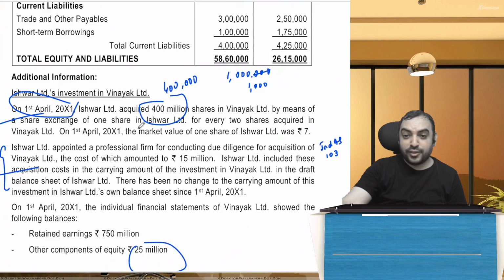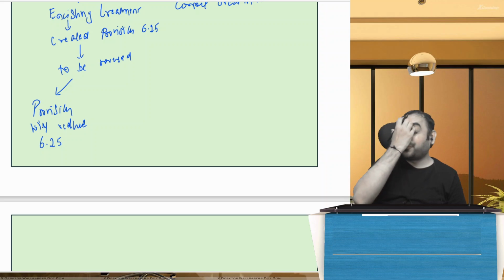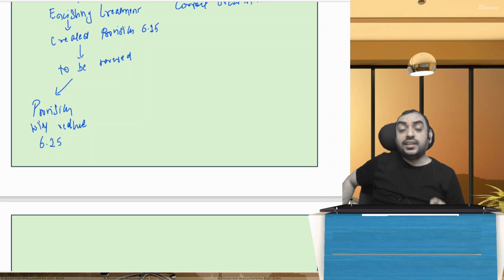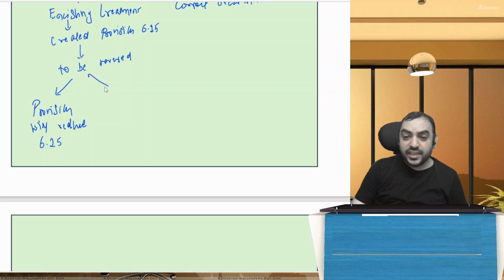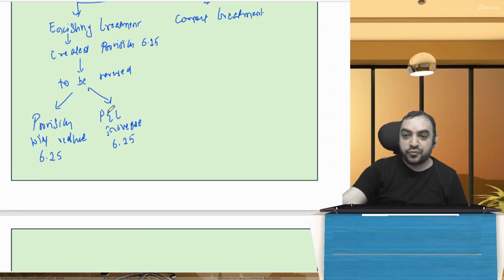Why 6.25 million? Please go to the balance sheet. You can verify that. You see provision 6,250, 6.25. When you made the provision, the journal entry was P&L account debit to provision. It's a wrong calculation. Reverse the effect: provision to P&L. The provision account will be closed. Provision will reduce by 6.25 and holding company P&L will increase by 6.25.